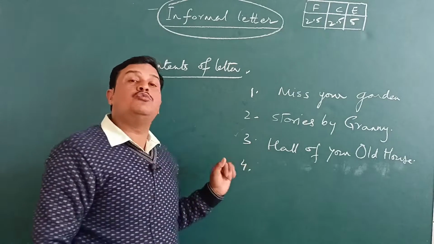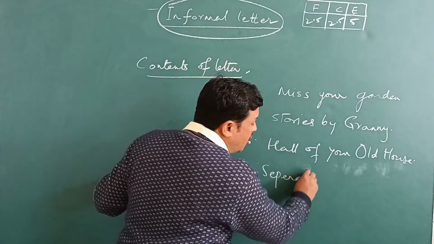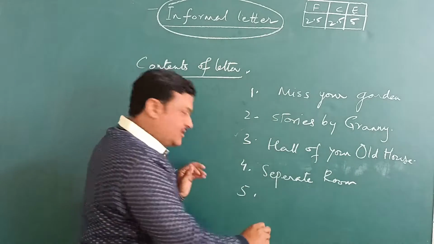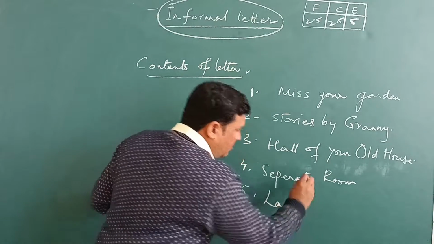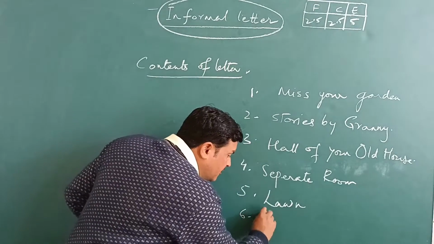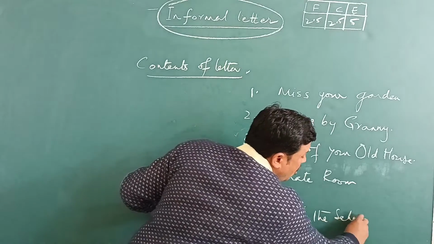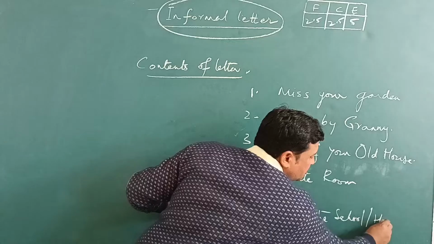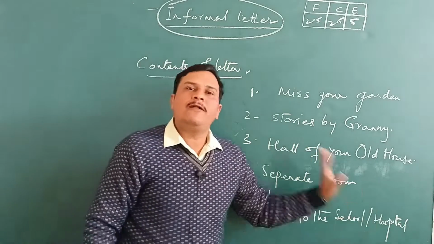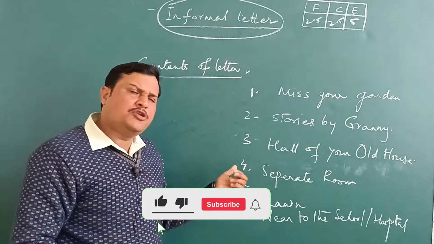And what are the things you like in the new house? Suppose there was a separate room for you in the new house. Clear? Fifth point, there is a lawn. And sixth point, it is just near to the school or hospital. So many points you can write.